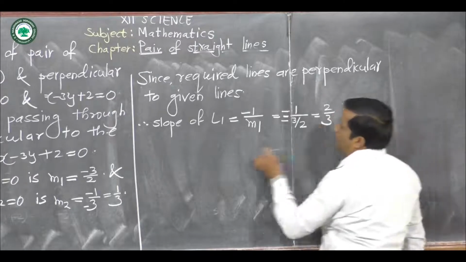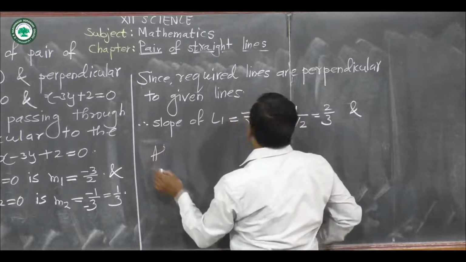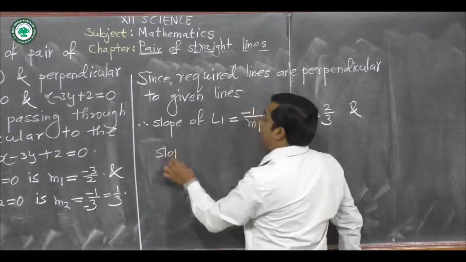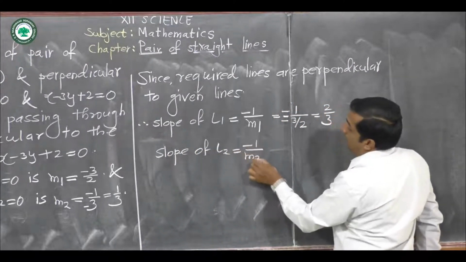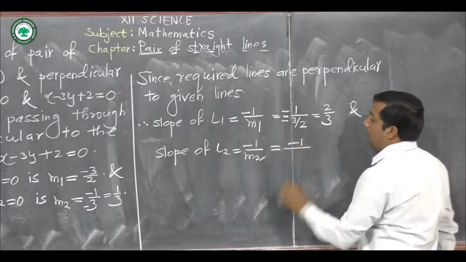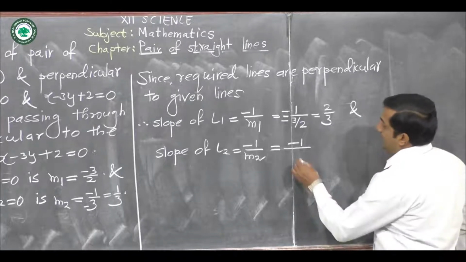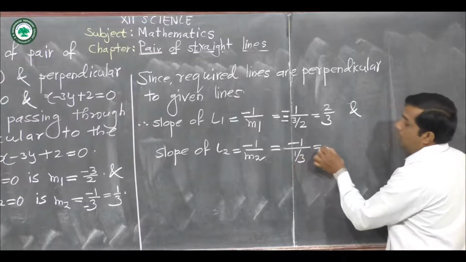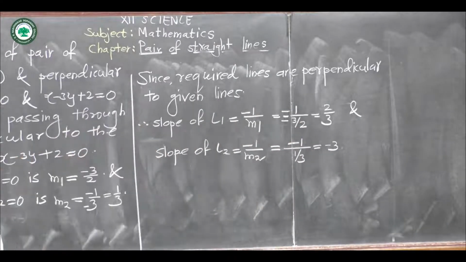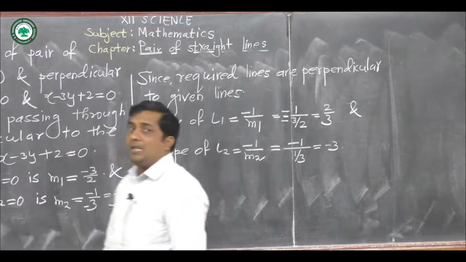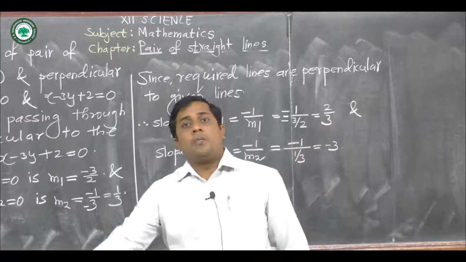Similarly, we find the slope of line L2. The slope of L2 is equal to minus 1 upon m2, equal to minus 1 upon the slope of the second line, which is 1 upon 3. So here we get minus 3. Now we know the slopes of the required lines, L1 and L2. Let's find the equations of the required lines.